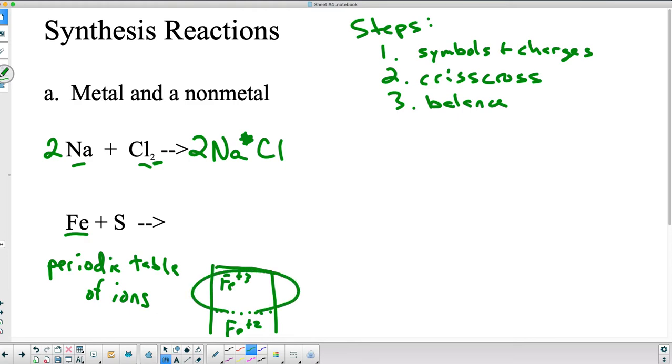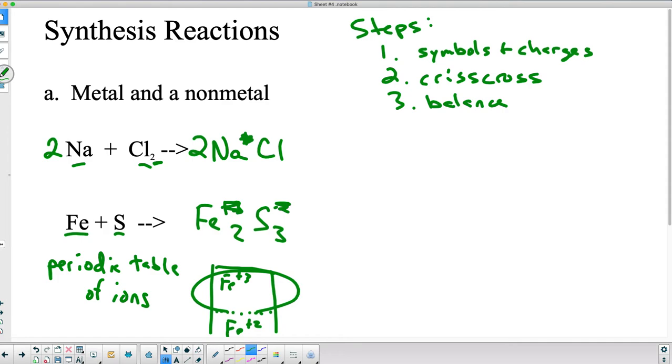So that means I'm going to start off with Fe as a plus 3 like that, and S. What is S? S is sulfur, and it's right below oxygen, which means that it has the same charge as oxygen, and oxygen always has a minus 2. So S is a minus 2. Here I have my symbols and charges for the right-hand side. Now I crisscross. The crisscross looks like this. The 2 and the 3 come down, and then I can get rid of the charges here, like that.